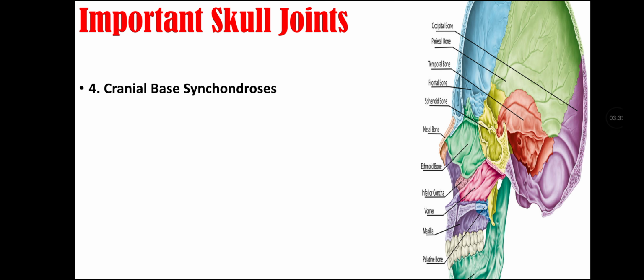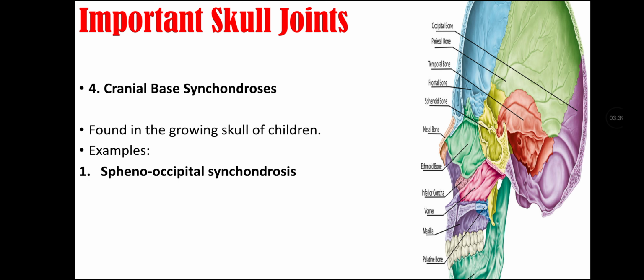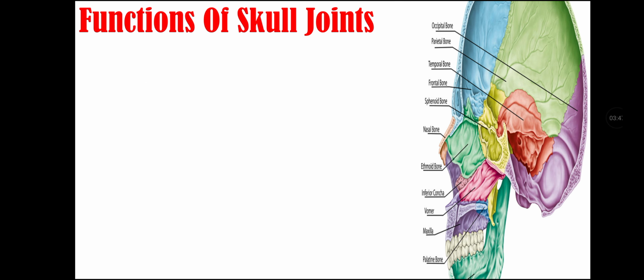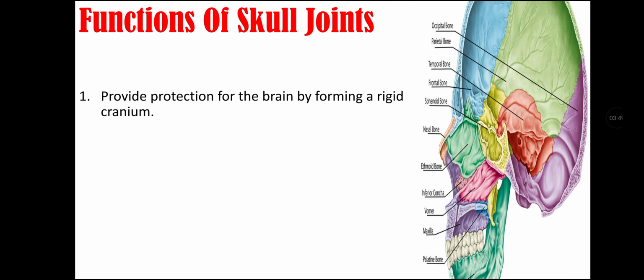Next important skull joint are the cranial base synchondroses. They are found in the growing skull of children. For example, spheno-occipital synchondrosis, spheno-ethmoidal synchondrosis, petro-occipital synchondrosis. These joints ossify as growth completes. Functions of skull bone joints.